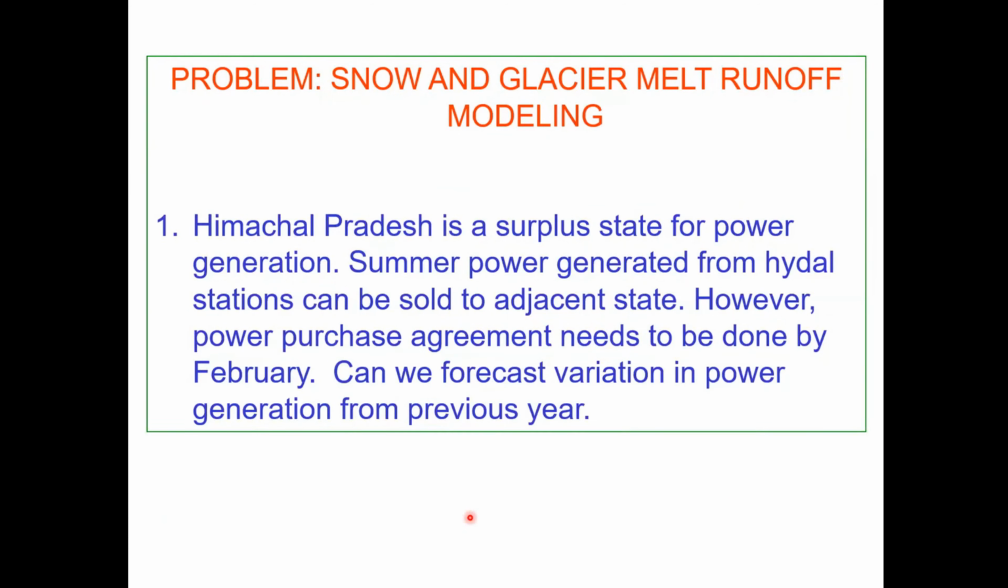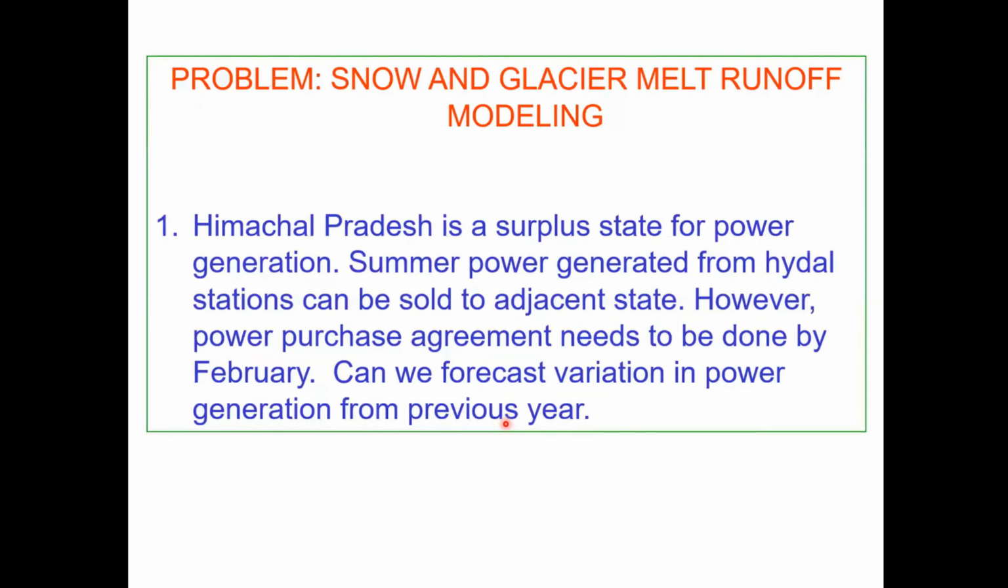So the idea was, there are a couple of other problems in this. Another problem is that Himachal Pradesh is a surplus state for power generation, and summer power generated from hydel stations can be sold to adjacent states. However, the power purchase agreement needs to be done in February. Can we forecast the variability in power generation from the previous year? That is another problem we need to work on, because the power utilities have to make the power purchase agreement in February.